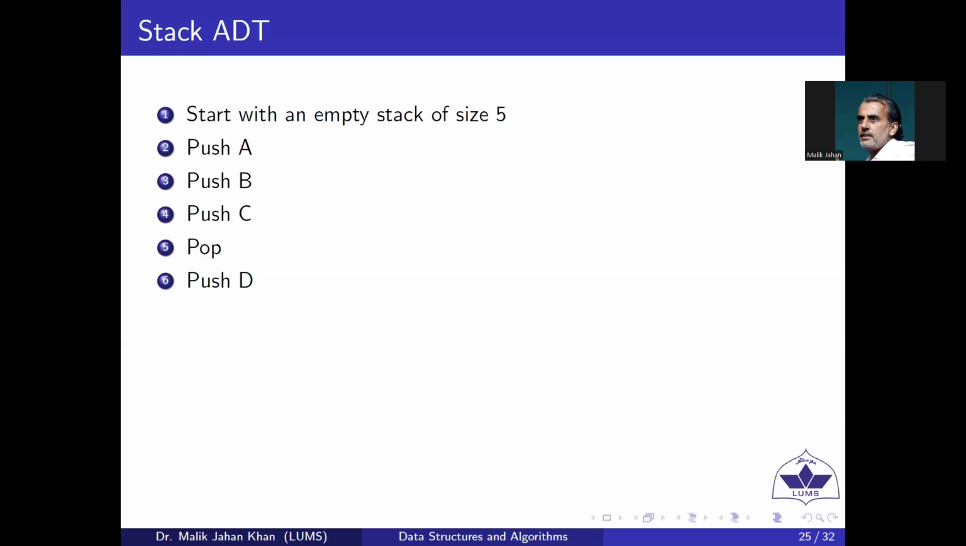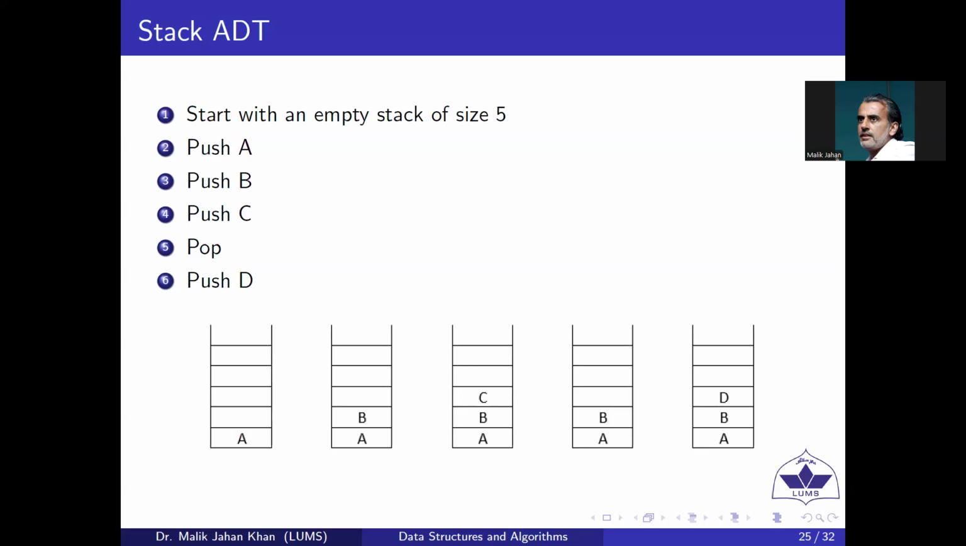If you paused the video, you might have seen that it looks like this. First, once we push A, the stack is like this. B will go on top of A, C will go on top of B. When we pop, C has to go first because the element on the top will go first. B cannot be removed before C. And then we push D, so D goes on top of B.